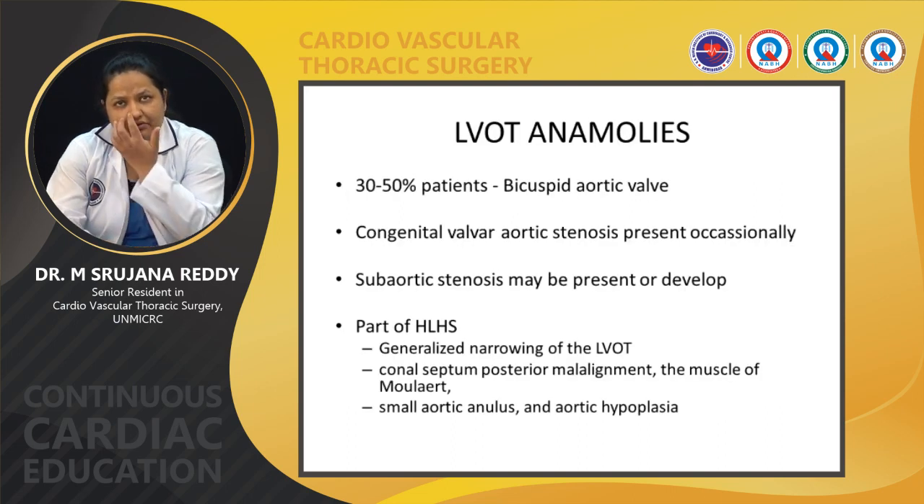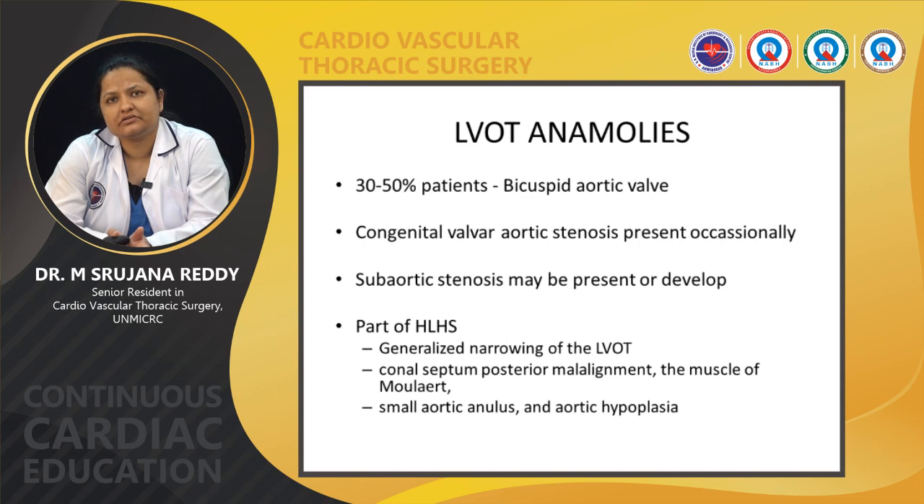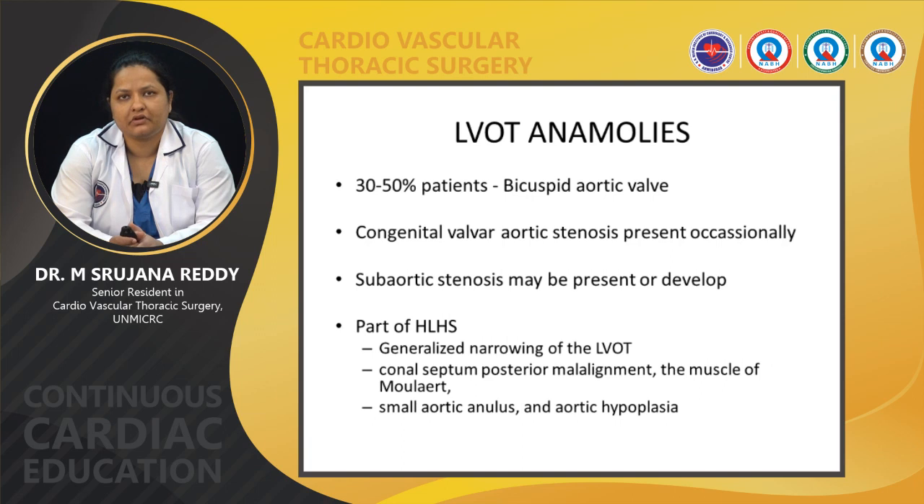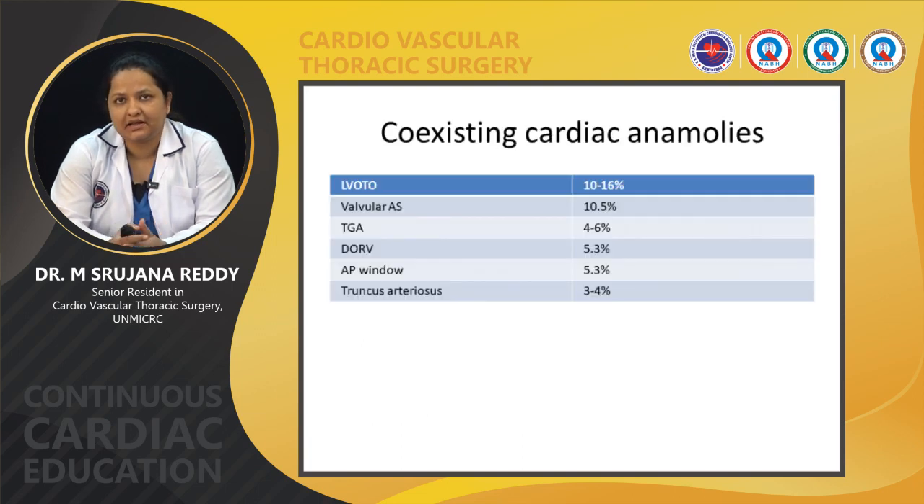There are associated LVOT anomalies which are very common. In 30 to 50% of the patients, bicuspid aortic valve can be there. There can be valvular stenosis occasionally, and there can be subaortic stenosis also. Interrupted arch can be a part of HLHS, wherein there is a generalized narrowing of the LVOT, and there is septal deviation, conal septum posterior malalignment, small aortic annulus and aorta. There can be coexisting other cardiac anomalies.